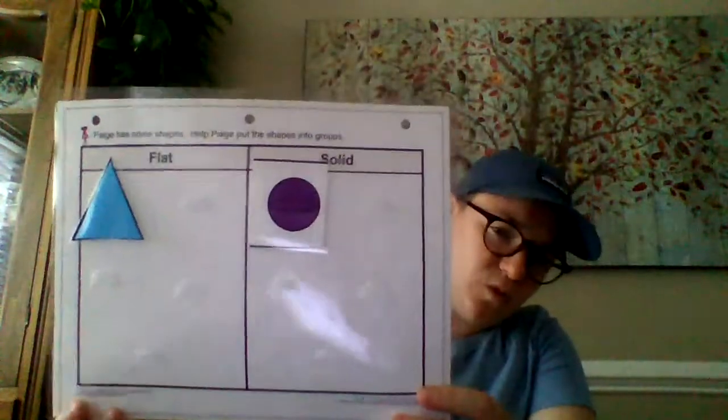Next, this is a sphere. You can tell it kind of looks like a circle, but it looks a little different with the dashed line going through the middle. Would this be a flat shape or a solid shape? This is a solid shape. An example of a sphere would be a ball. A ball can roll. It doesn't just lay there flat, right? So we've got one in each.